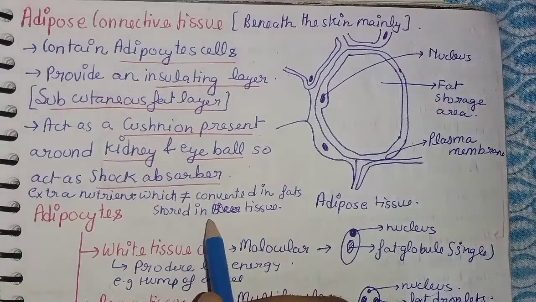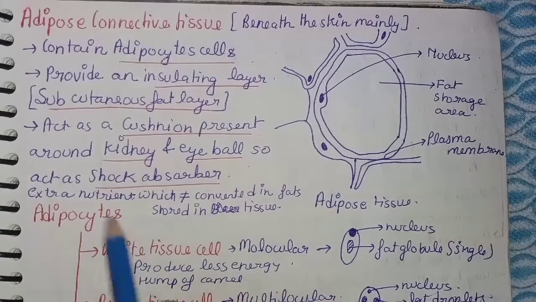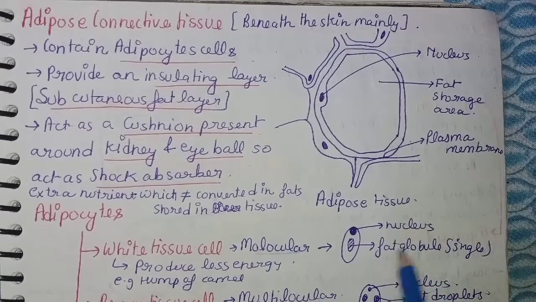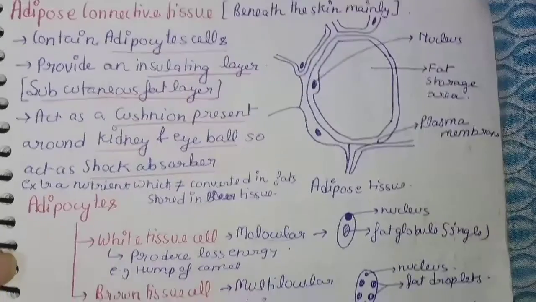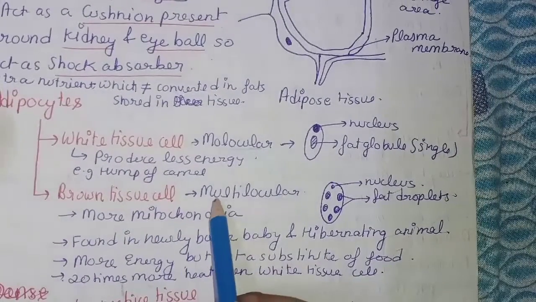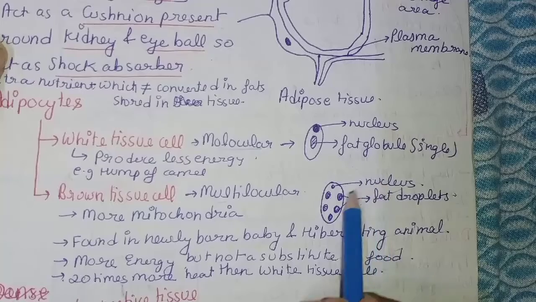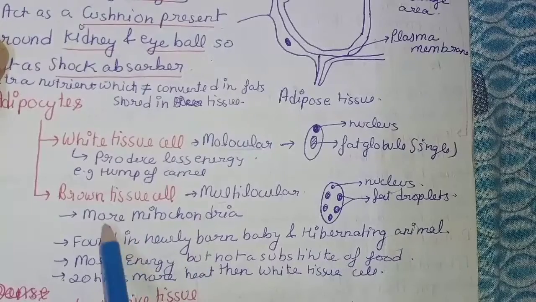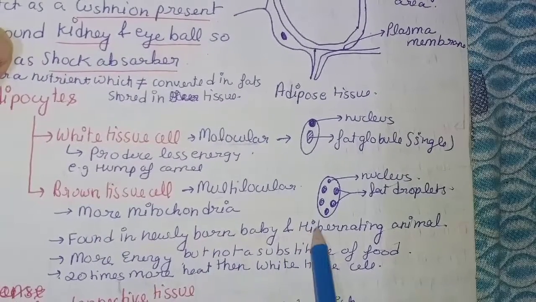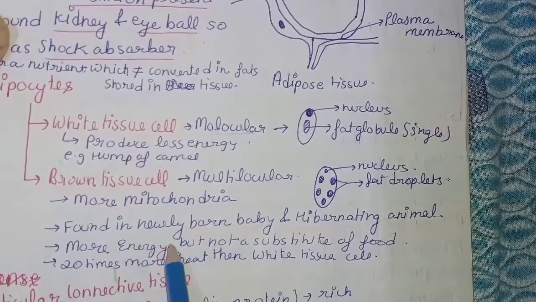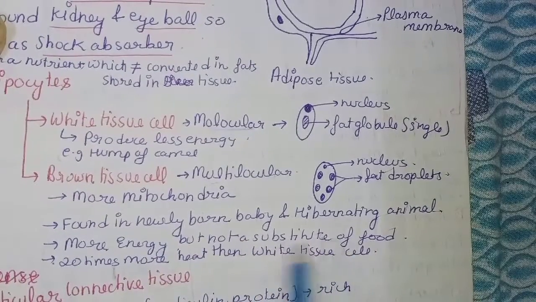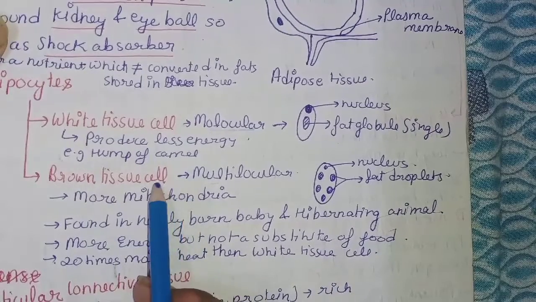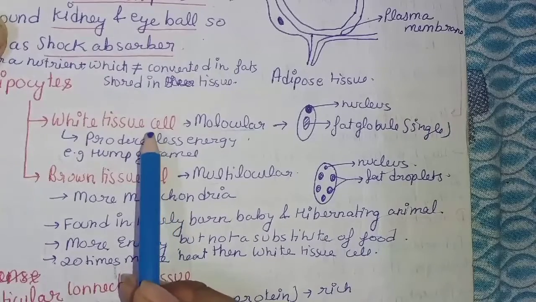in this location of the adipocyte cells. Now adipocyte cells are of two types: white tissue cell, which is monolocular, in which there is one nucleus and a single fat globule, and brown tissue cell, which is multilocular, which has multiple fat droplets. As you can see in the figure, they have more mitochondria. They are found in newborn and hibernating animals. They provide more energy, though not a substitute for food, 20 times more heat than the white tissue cell. So brown tissue cell has more energy component than the white tissue cell.